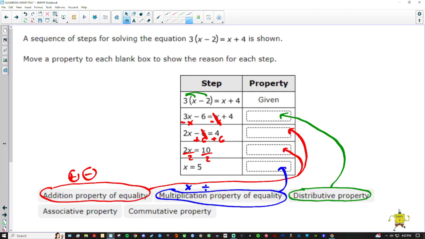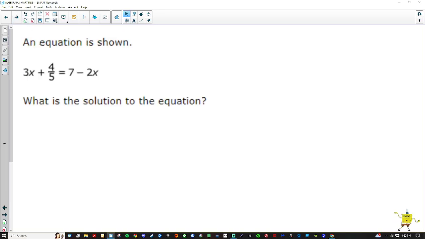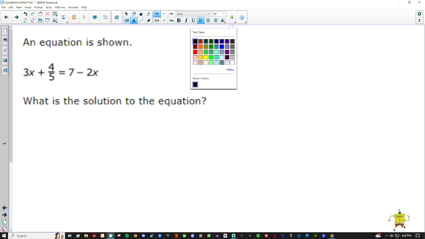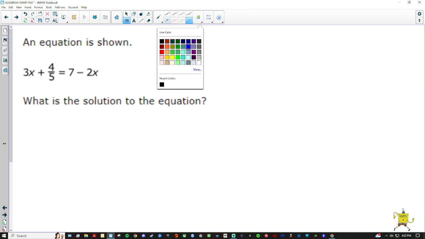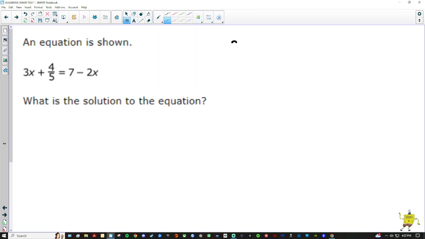Okay, on to the next one. Okay, we have an equation. Our goal is to find the solution to the equation. So let's take out our marker and let's get going. 3x plus 4/5 equals 7 minus 2x. Okay, waterfall down the middle.